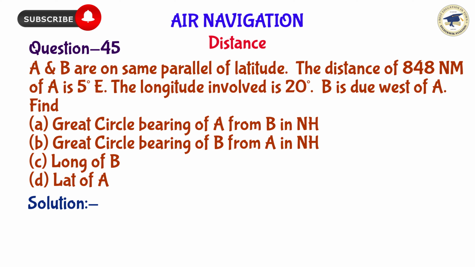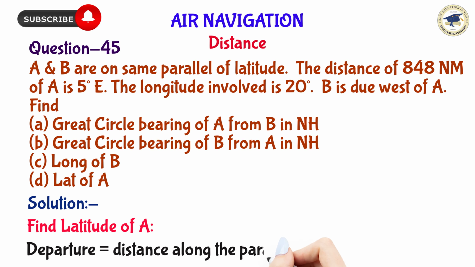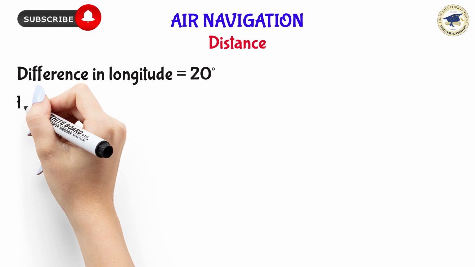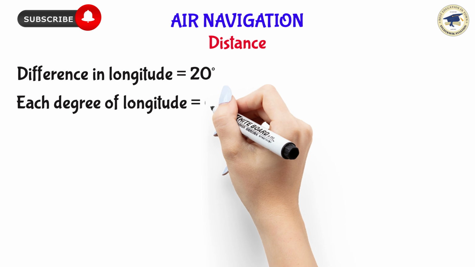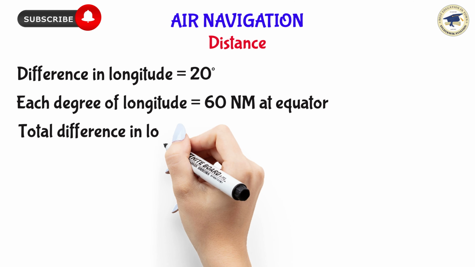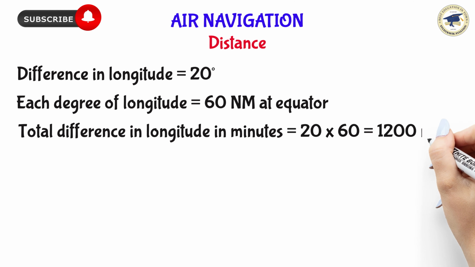First, both A and B are on the same parallel, so they have the same latitude. The distance between them is 848 nautical miles. Difference in longitude equals 20 degrees. Each degree of longitude equals 60 nautical miles at the equator. Total difference in longitude in minutes equals 20 times 60, which equals 1200 minutes.